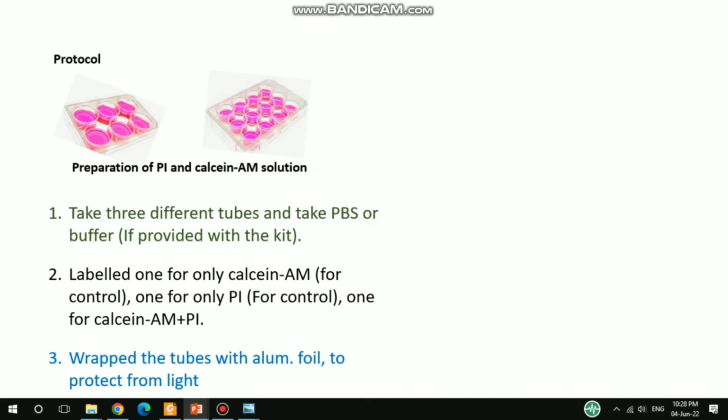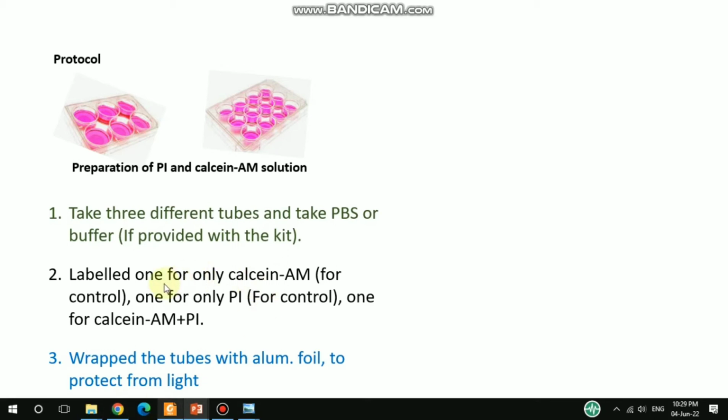So next is the protocol. How do you perform this experiment? It is better to seed your cells in either 6 wells or 12 wells for calcein-PI staining. First, the preparation of PI and calcein-AM solution. You have to take 3 different tubes and take PBS in each tube. If you have a kit with a dedicated buffer, sometimes provided by the company, then you have to use that buffer instead of PBS.